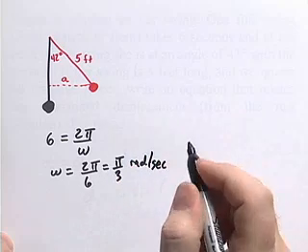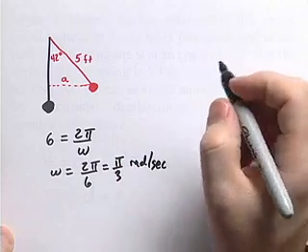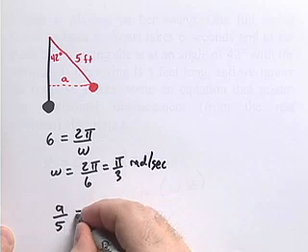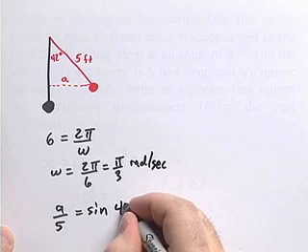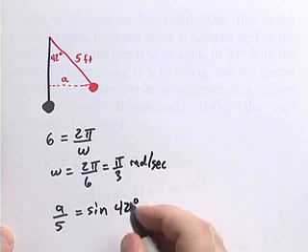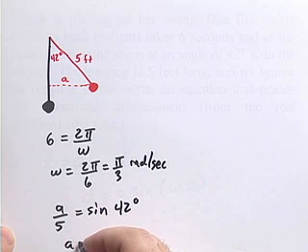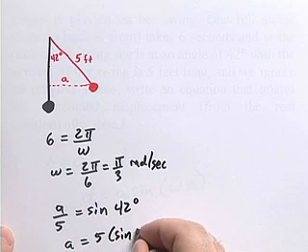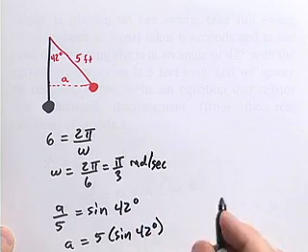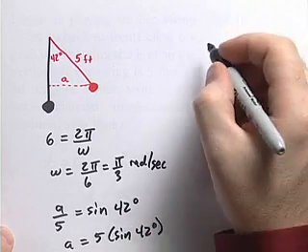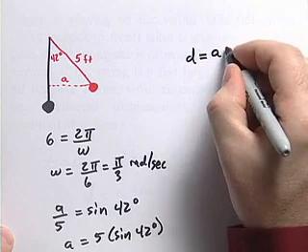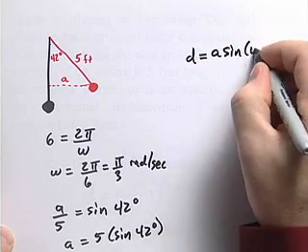From this diagram, we'll see that A divided by 5 is equal to the sine of 42 degrees. If we solve that for A, we'll find that A is equal to 5 times the sine of 42 degrees. Therefore, we go back to our model, remember we said our equation would be d is equal to A times the sine of omega t.